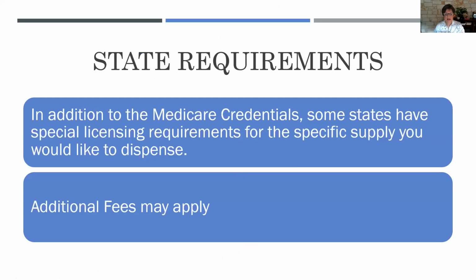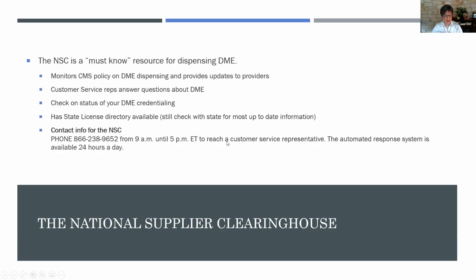In addition to the Medicare requirements, there may be additional state requirements or state licensing that needs to happen in order for you to be credentialed as a Medicare provider of DME supplies. And some states, depending on the supply that you are wanting to dispense, may have special licensing requirements for that specific supply. And so when you are looking to apply as a DME supplier, you need to be able to look up whether your state has specific licensing requirements, and additional fees for those state licenses may apply in addition to your Medicare fees and your accreditation fees. And you would just need to be aware of that.